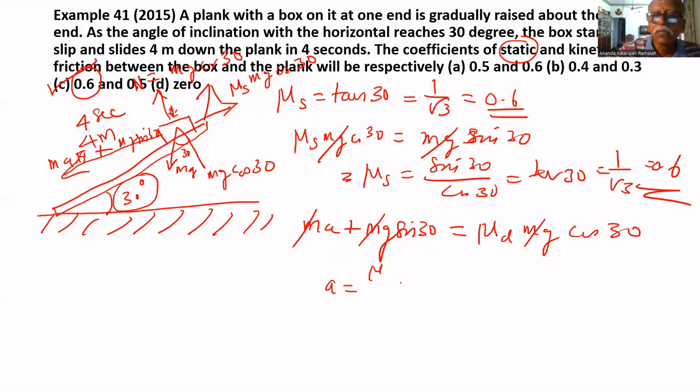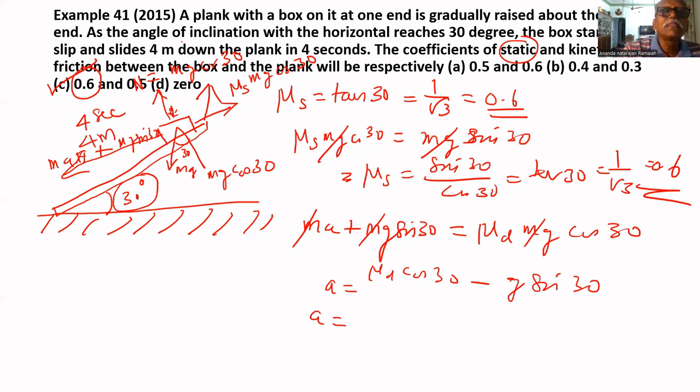a equal to m dynamic cos 30 minus mg, md cos 30 minus g sin 30. a equal to this, but a we have to find.